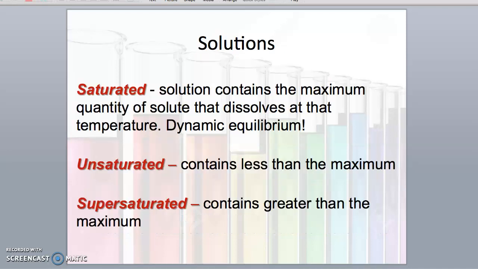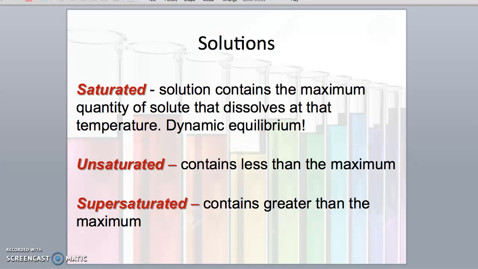A little more vocab, we can have a saturated solution, and this means, let's say for instance, I'm trying to dissolve some salt in water, and there's a point at which no more salt will dissolve, and we can say that that solution is saturated. If it's unsaturated, what it means is that I can dissolve more salt in the water. And there is this kind of unique, not all that common, supersaturated solution, and the supersaturated solution actually contains more than it should.